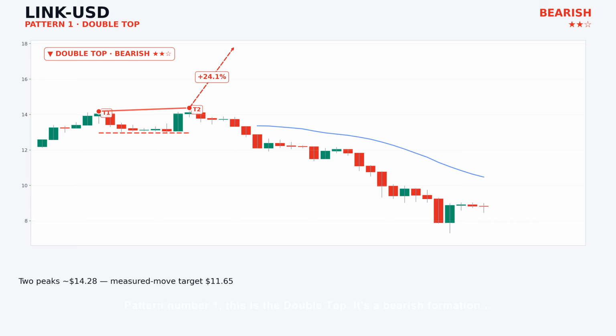The textbook measured move projection is plus 24.1%. That's the typical rally once the pattern fully completes. It's a guide, not a guarantee, so we still need our SL in place.